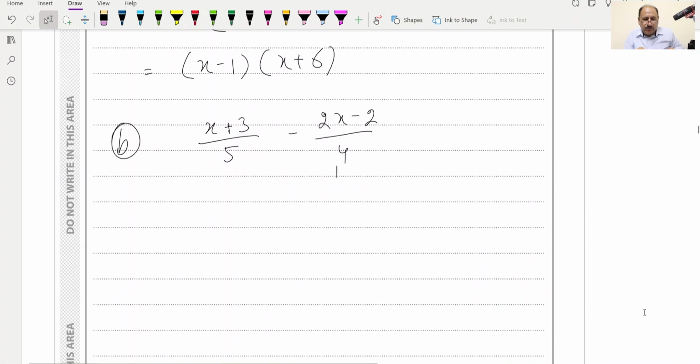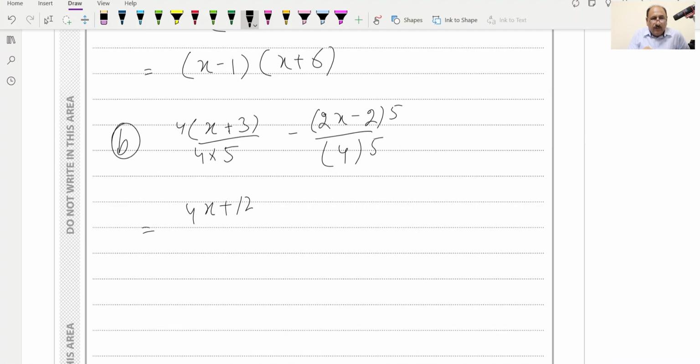So now what we can do, we can equalize the denominator, and we can multiply this portion by 4 and divide this also by 4, and multiply this by 5 and divide also by 5, and we will get this 4x plus 12 and minus this will be 10x minus 10. I will put it in brackets, and this will be over 20 and this will be also over 20.